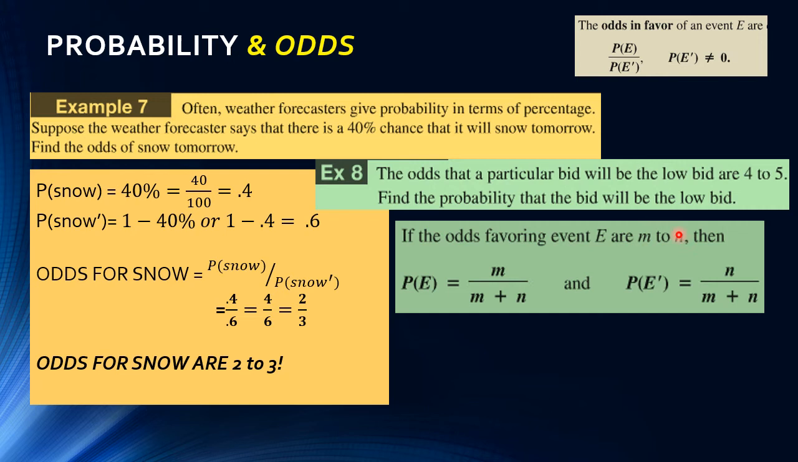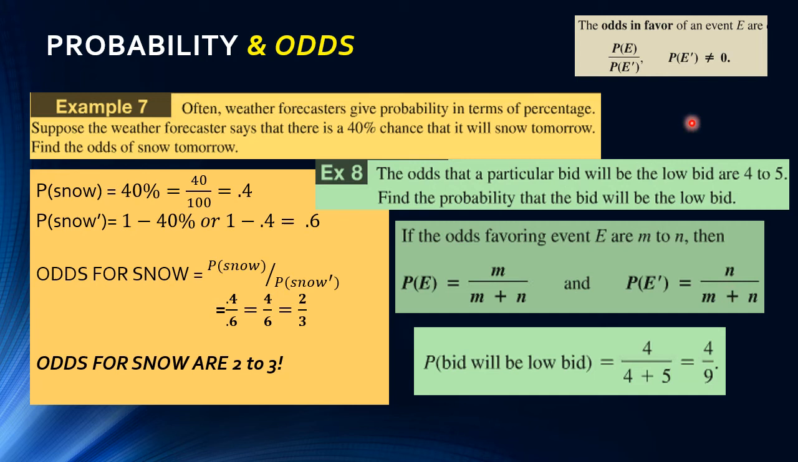So we put the first number in the numerator and the sum in the denominator. Since this is 4 to 5, and we're looking at whether the event will happen, we put the 4 in the numerator and the 4 + 5 in the denominator. If we were looking at whether the event would not occur, we'd do the opposite: we'd put the second number in the numerator and the sum still in the denominator. So it's very important that you know how to calculate odds by using the probability of an event divided by the probability of the complement, but also how to calculate probability given specific odds for an event to occur.